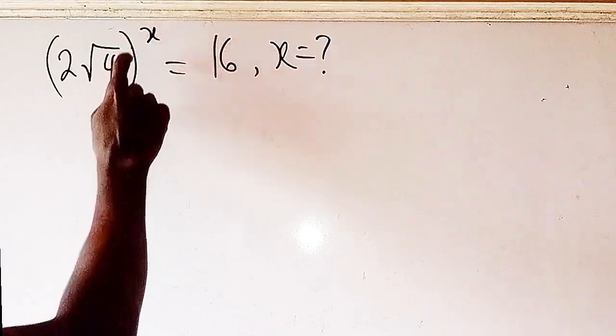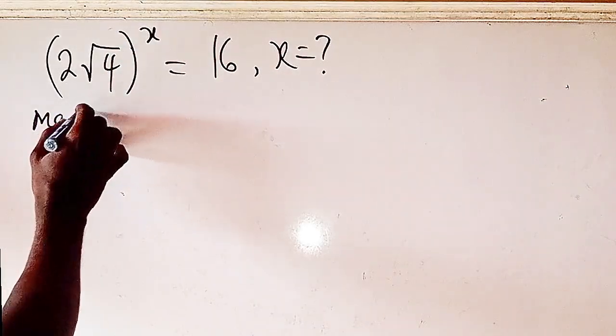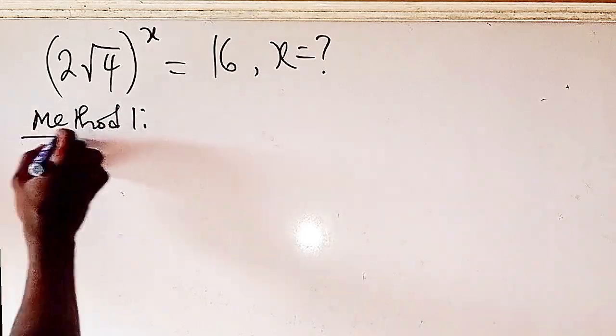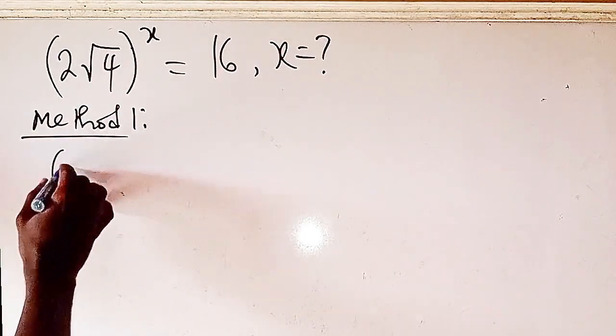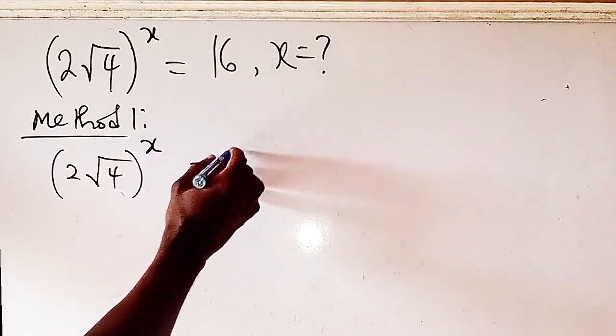We have this question on the board: 2 root 4 to the power of x equals 16. What's the value of x? So, method one. What I'm going to do here is, let's say I have this and I have x here equals 16.